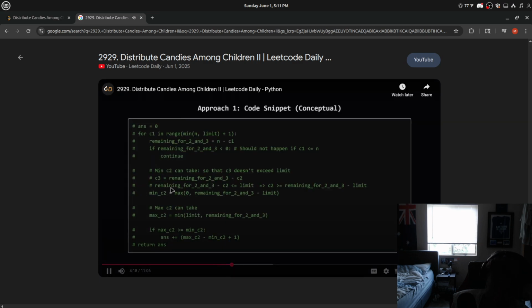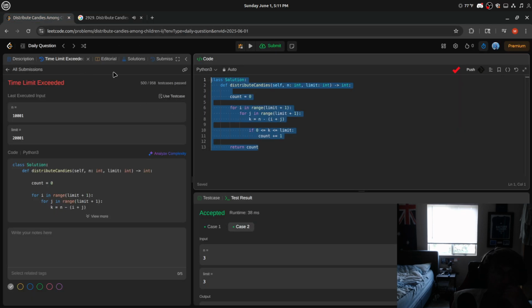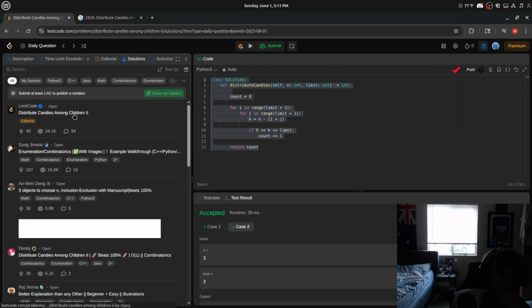Conceptually, we'd have a loop for the first child's candies, C_1. Then we calculate remaining_candies for C_2 and C_3. The minimum C_2 can take is the larger of 0 and remaining minus limit. Tough explanation. Let's take a look at some solutions, maybe.